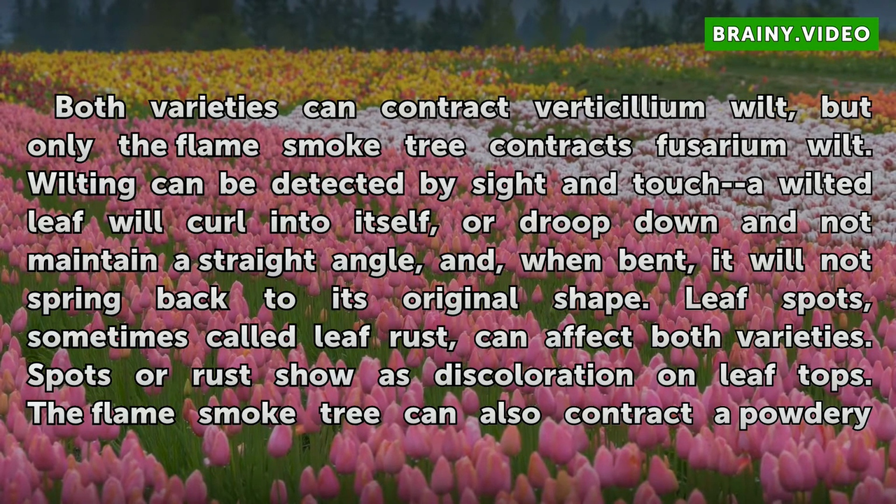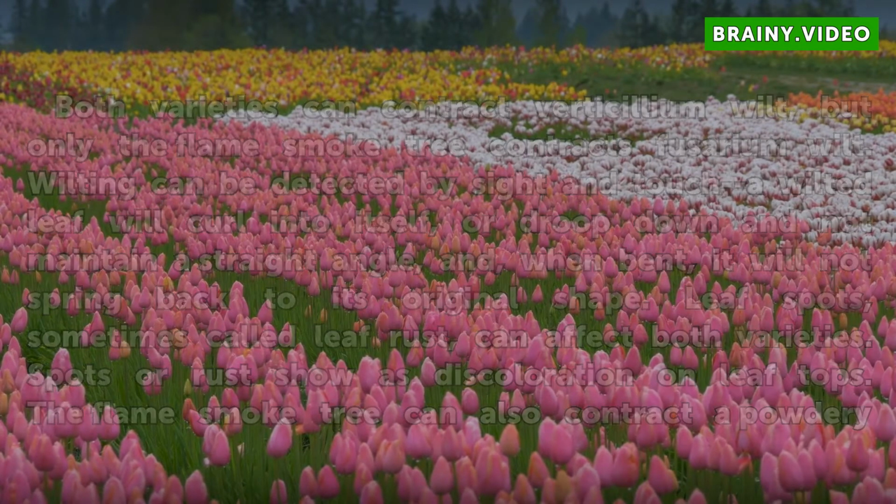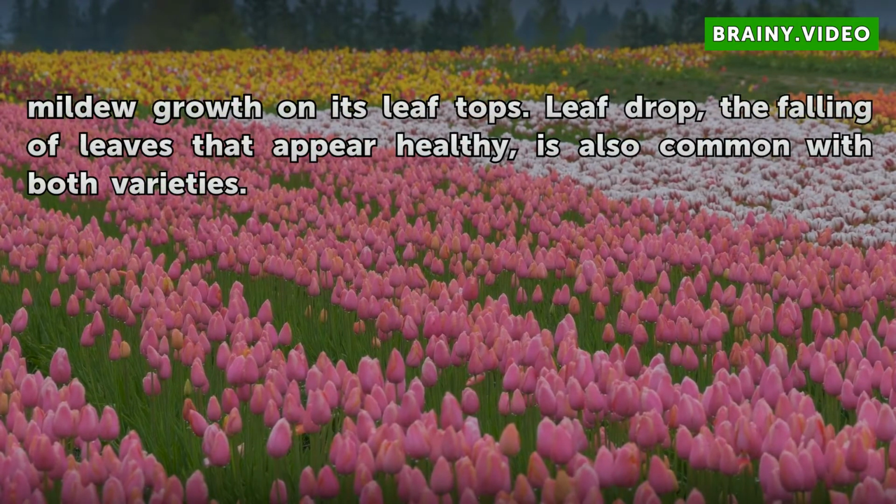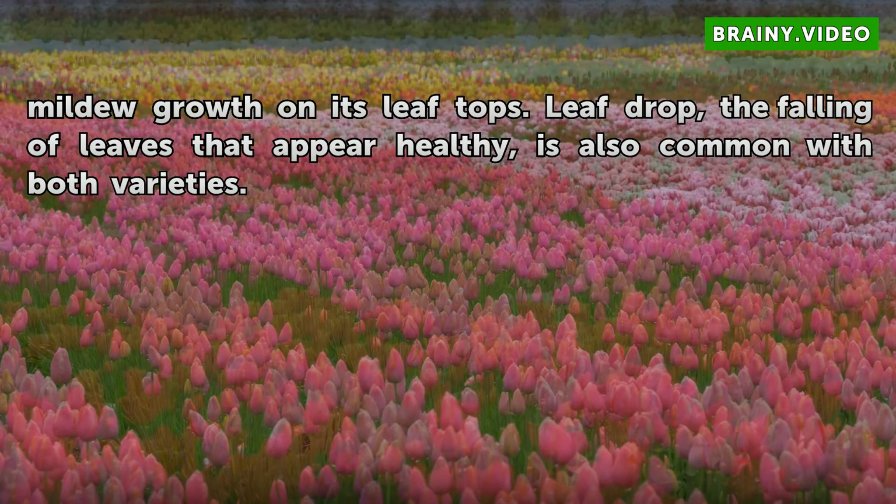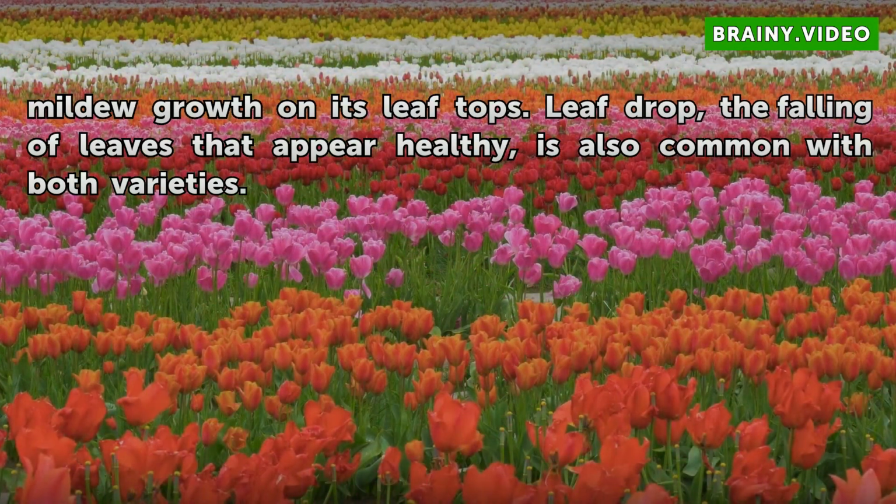Leaf spots, sometimes called leaf rust, can affect both varieties. Spots or rust show as discoloration on leaf tops. The flame smoke tree can also contract a powdery mildew growth on its leaf tops. Leaf drop, the falling of leaves that appear healthy, is also common with both varieties.